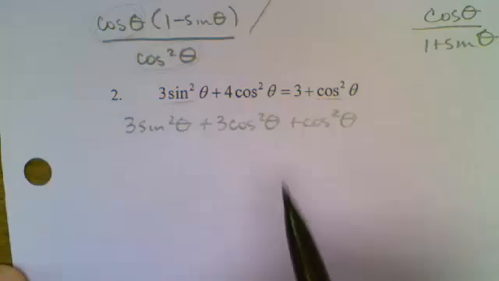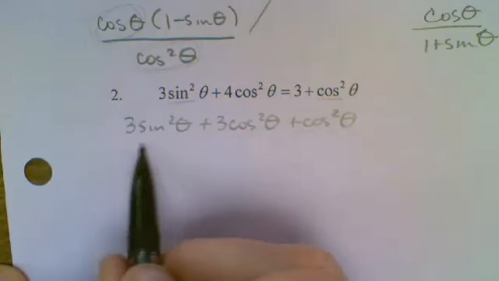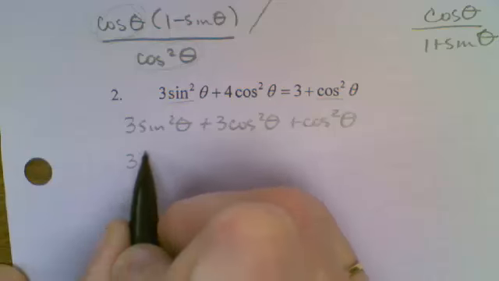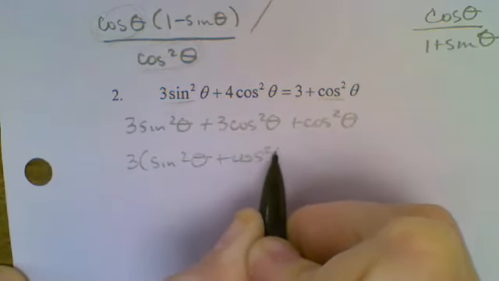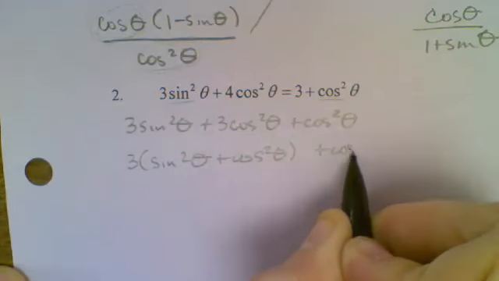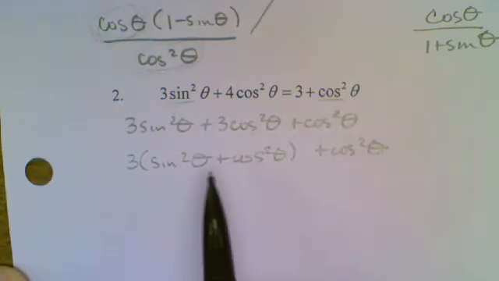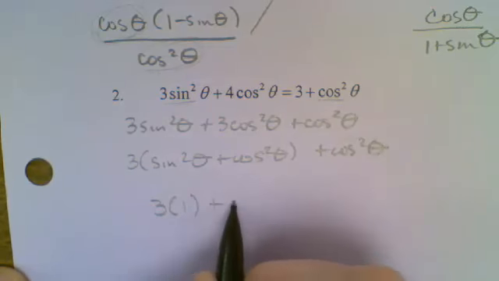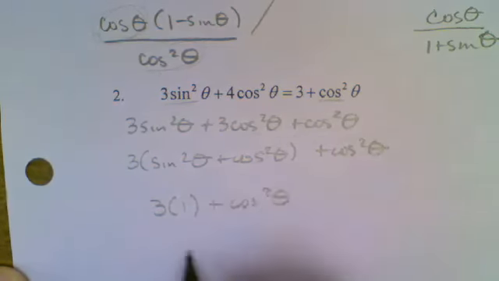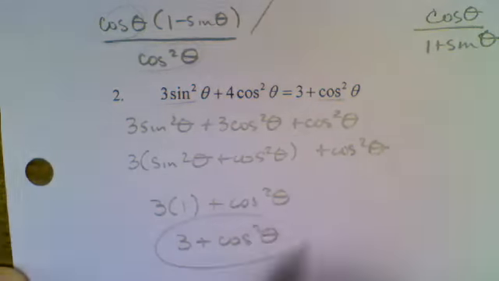Now the reason I did that is these now can be grouped together. I factored out a 3 because they both have a 3 in common. I left this plus cosine squared out here all by itself. And then I see sine squared plus cosine squared I know is 1. And now I see that I'm left with 3 plus that cosine squared. And that's what I was looking for.